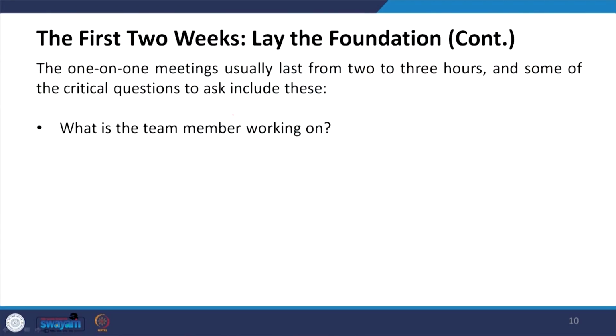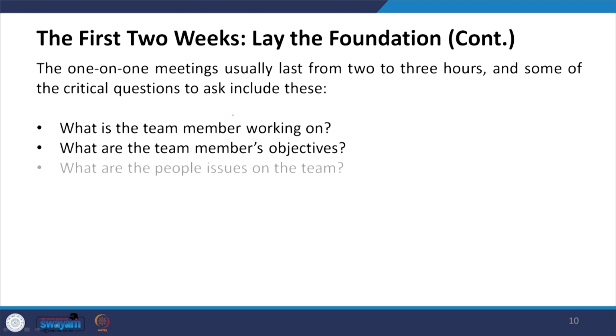The one-on-one meetings usually last from 2 to 3 hours, and some of the critical questions to ask include: what is the team member working on? This one-on-one is especially with middle management people. And what are the team member's objectives? On what issues are they working, and if they are working on very crucial issues, are those crucial actions meeting the objectives or not?